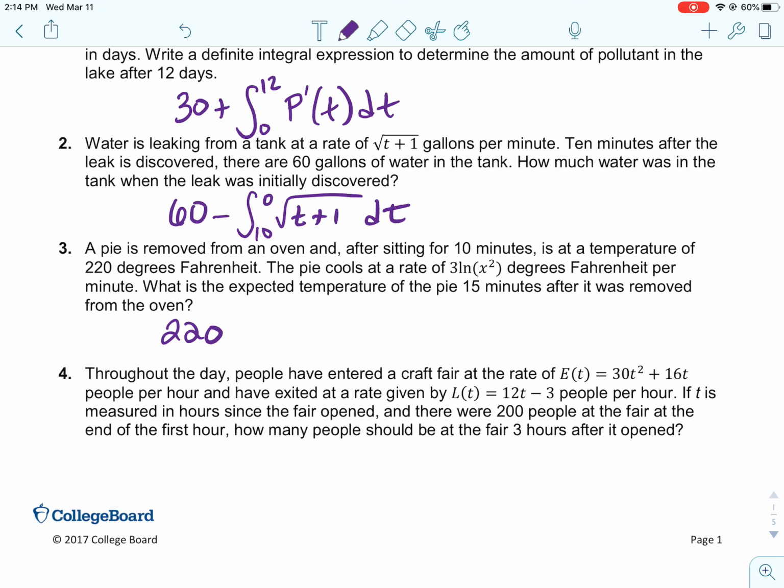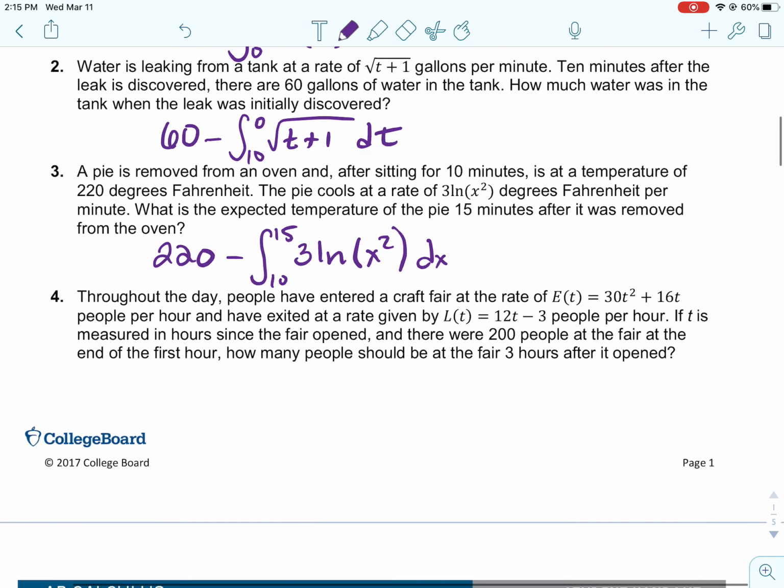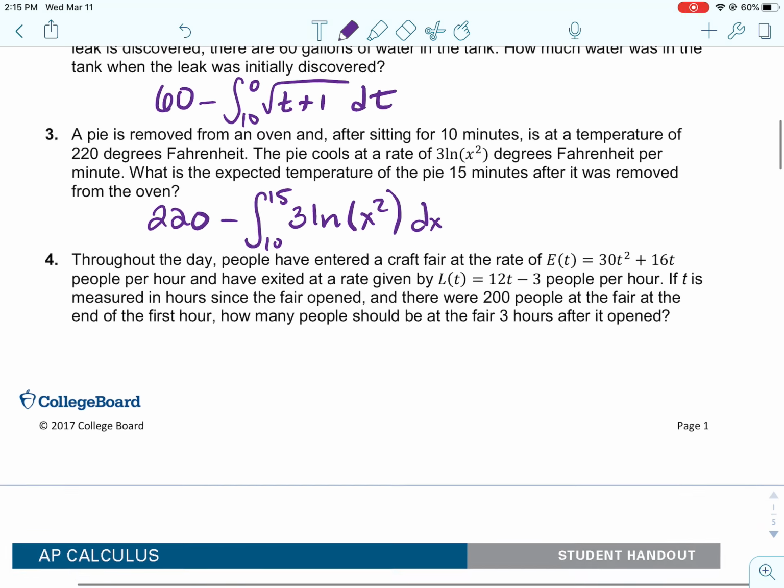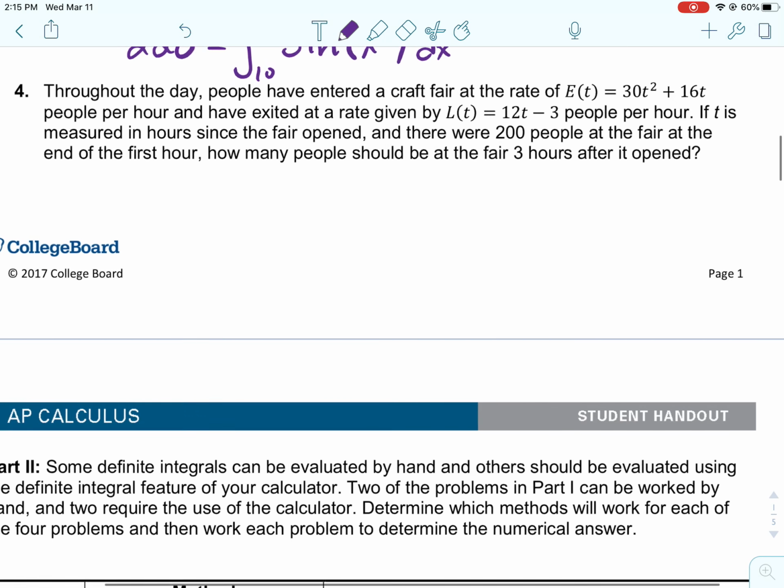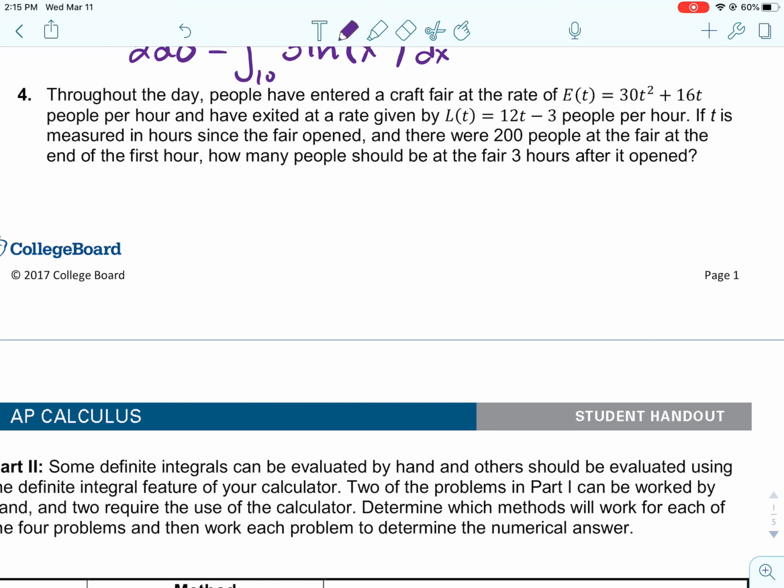Okay, so what'd y'all get for 3? 220 plus the integral minus from 10 to 15, and then your function. Okay, 4 was also a little tricky. So we're given the rate at which people are entering and the rate at which people are leaving the fair. And we have to figure out how many people should be at the fair 3 hours after the fair opened.